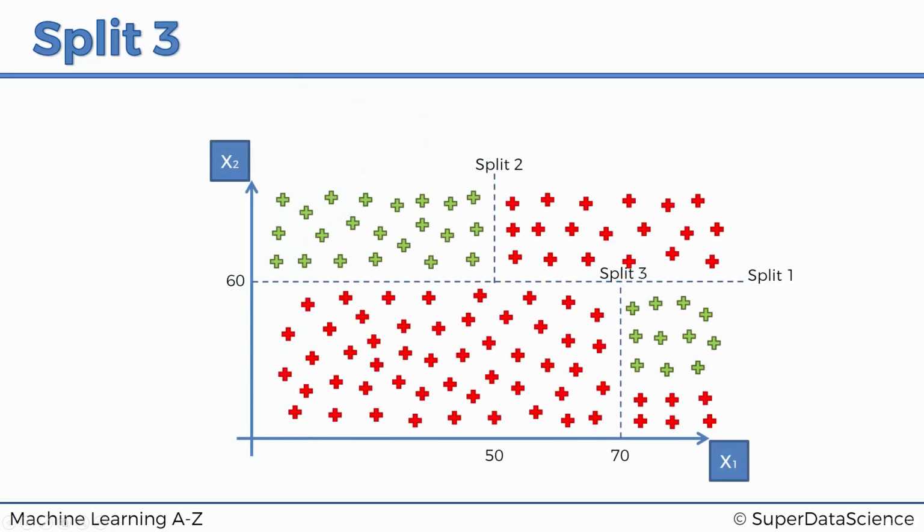And now let's deal with the remainder. So here we've got a split 3 happening at 70. If you're below 70, you're obviously going to be red.